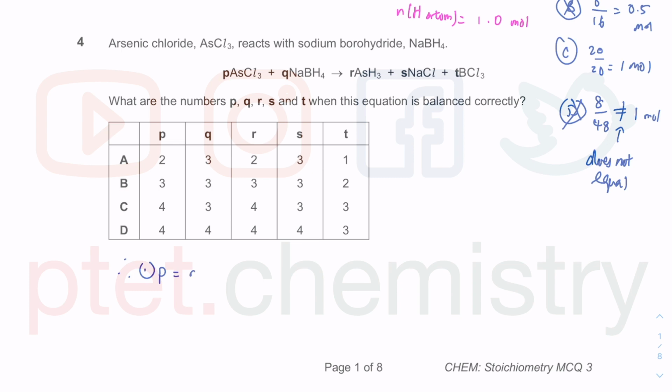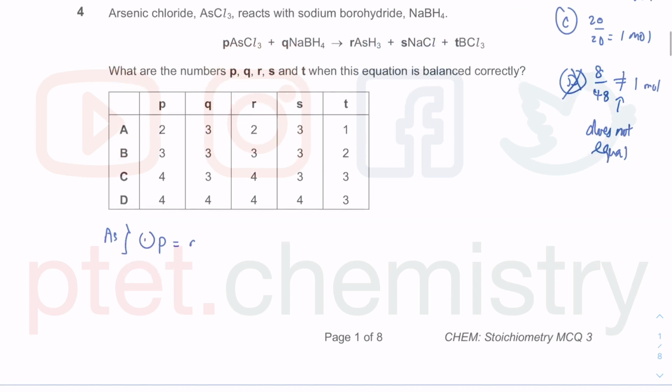This is for arsenic. So based on just counting arsenic, I can get P is equal to R, because P times 1 equals R times 1. P equal to R. There's nothing more I could do there at all. Now let's have a look at chlorine.